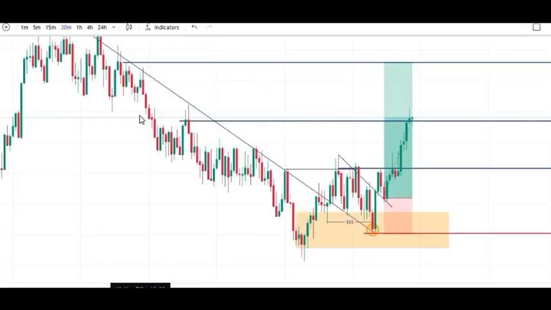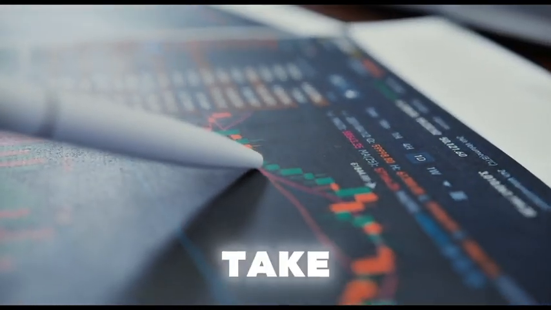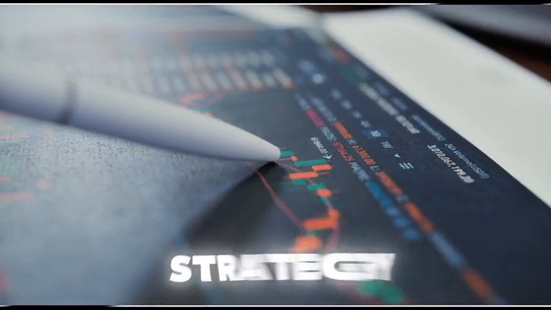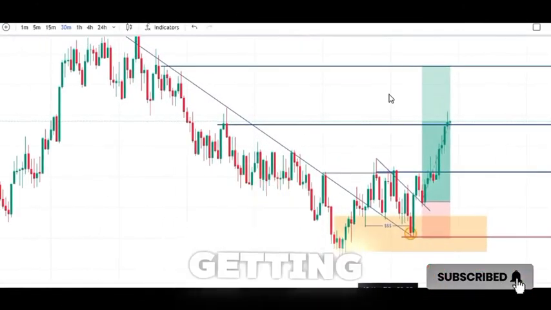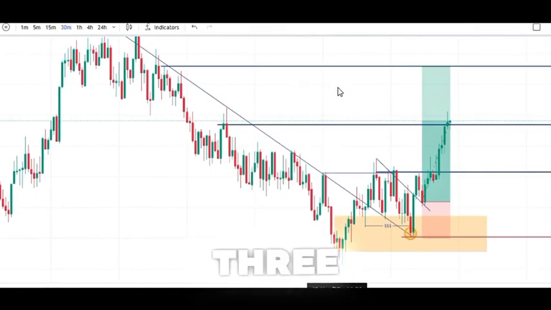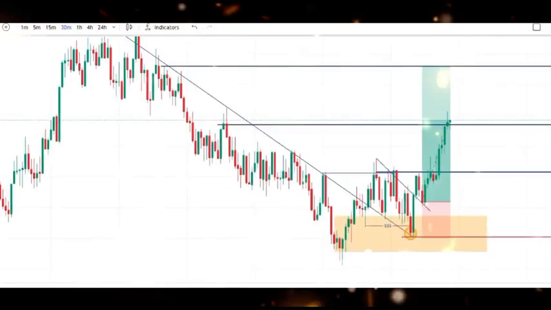So in this video I'm going to be sharing with you another practical example of how to take trades with this strategy. And this particular trade is currently running and almost getting to the final TP, which is TP3, and we took this trade in the signal group right here.